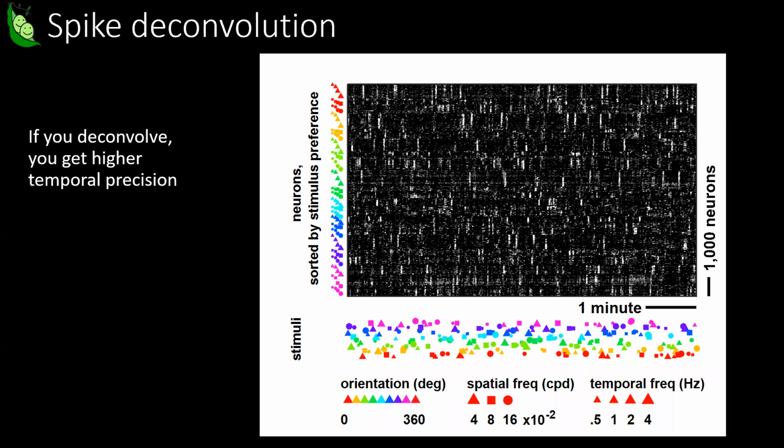Right, yeah, that's a hard question. Does anyone have any other questions about spike deconvolution? Oh, someone asked, what about correlation image and Cellpose?